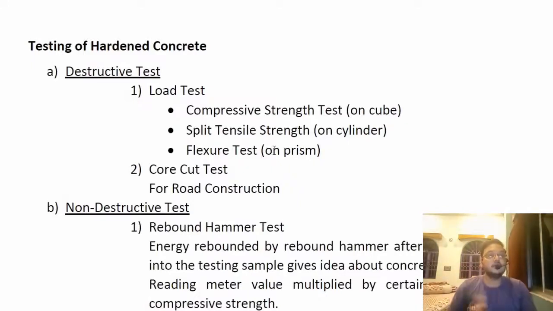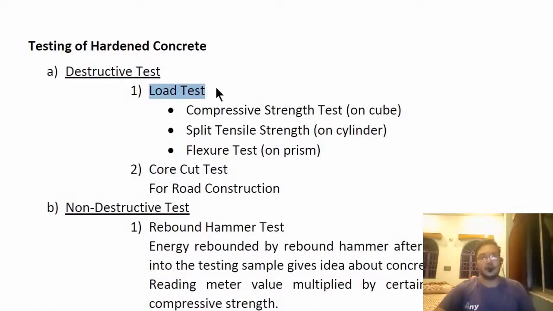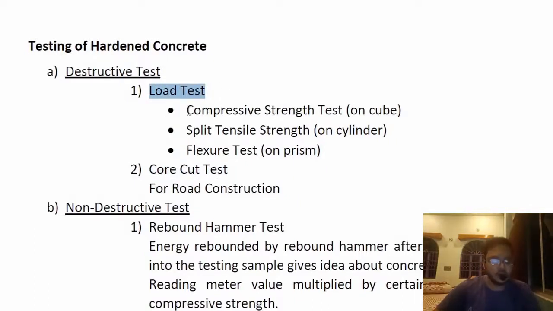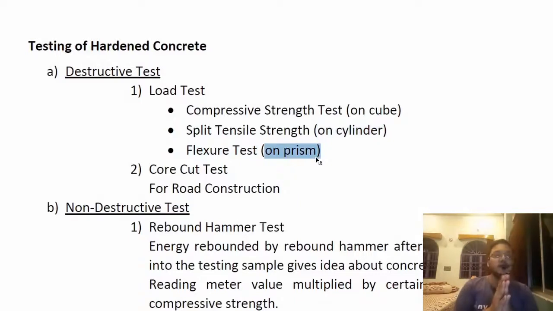First is the load test, and next is the core cut test. Load test is very common, and it is used in almost every lab, where we do the compressive strength test mostly on cubes. We also do the split tensile strength test mostly on cylinders, and the flexure test, which is done mostly on the prism. So these are destructive tests, where we make certain specimens of a particular grade of concrete. We mix and make up the specimens.